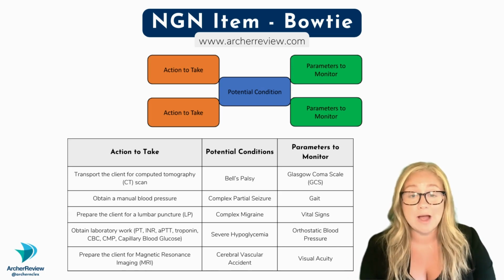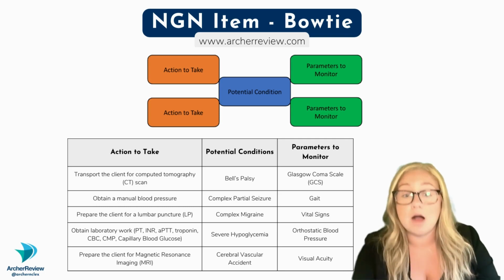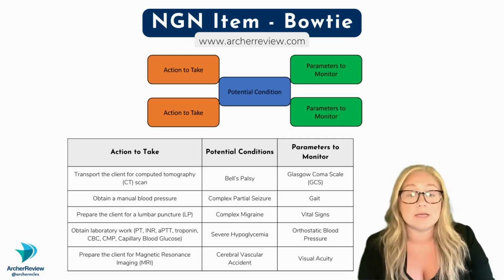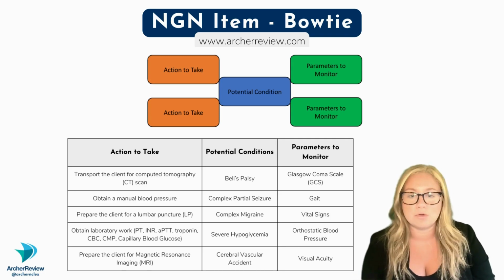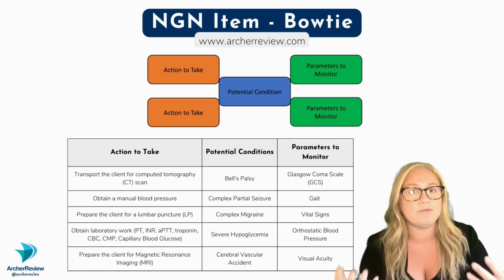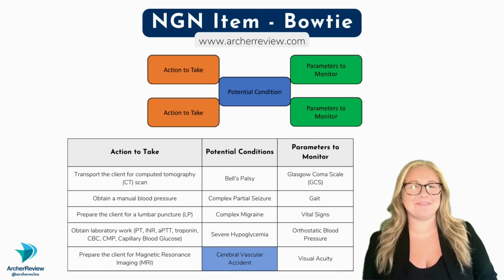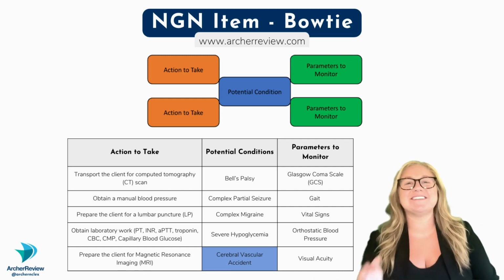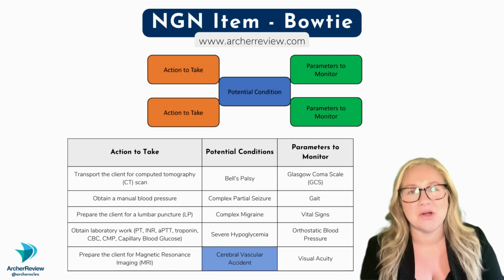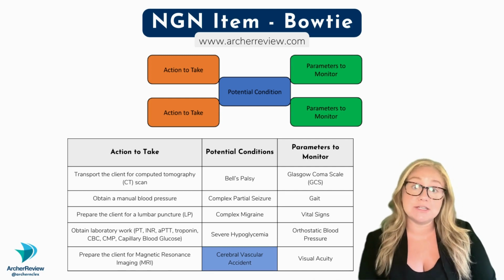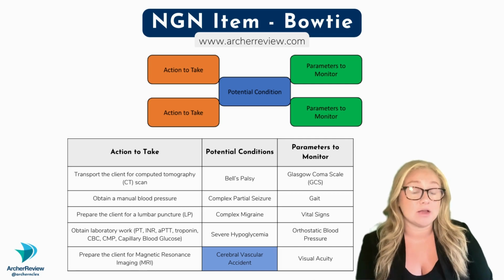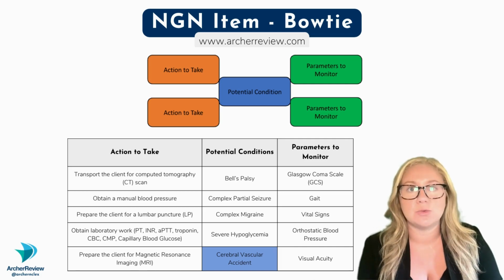Based on what we talked about, is it Bell's palsy, a complex partial seizure, a complex migraine, severe hypoglycemia, or a cerebral vascular accident? I know you guys got this. It's a CVA or a stroke. So my next recommendation is move on to the actions to take. What are your priorities when your client is having a suspected stroke?